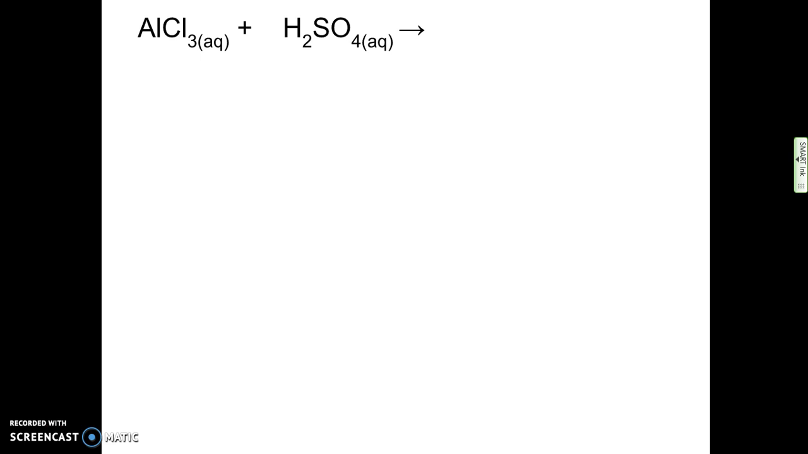Woo! So, aluminum chloride and sulfuric acid. Let's double replace here, okay?